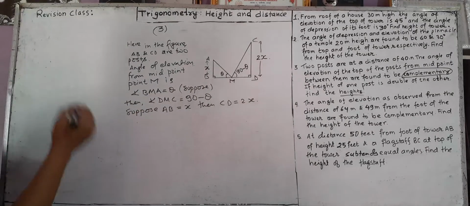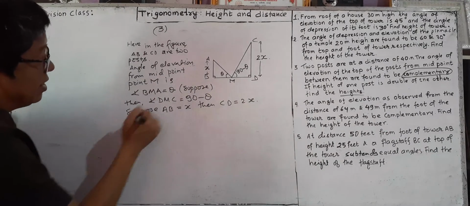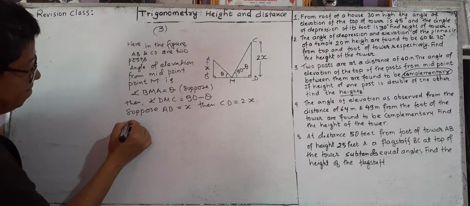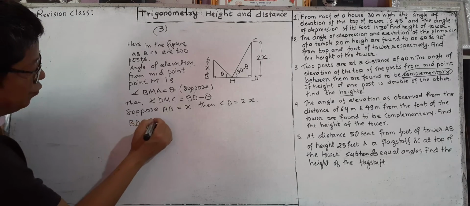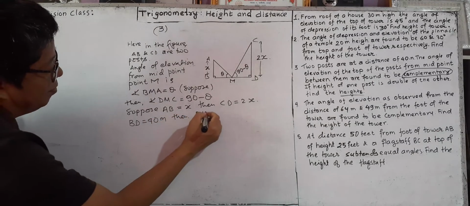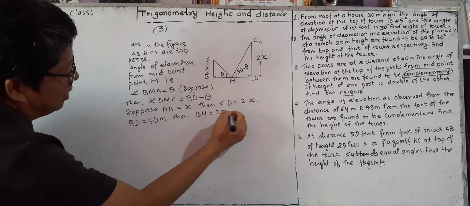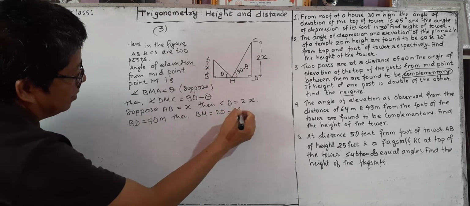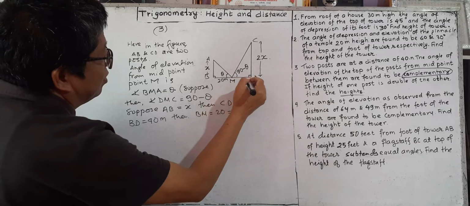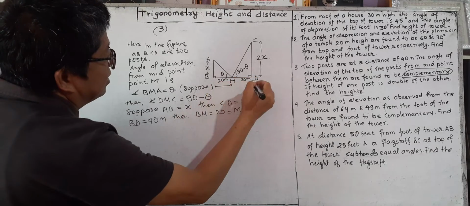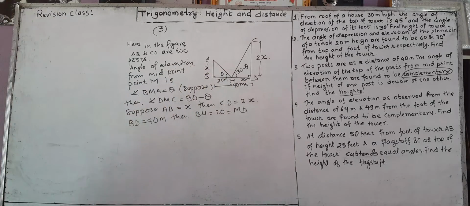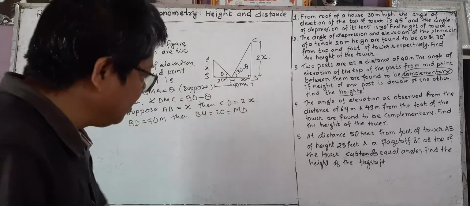Okay, also we have given that the distance between the two posts BD equals 40 meters, then BM equals 20 equals MD. This is also 20 meters, this is also 20 meters, because the whole is 40 meters. Okay, this is the description of the diagram.